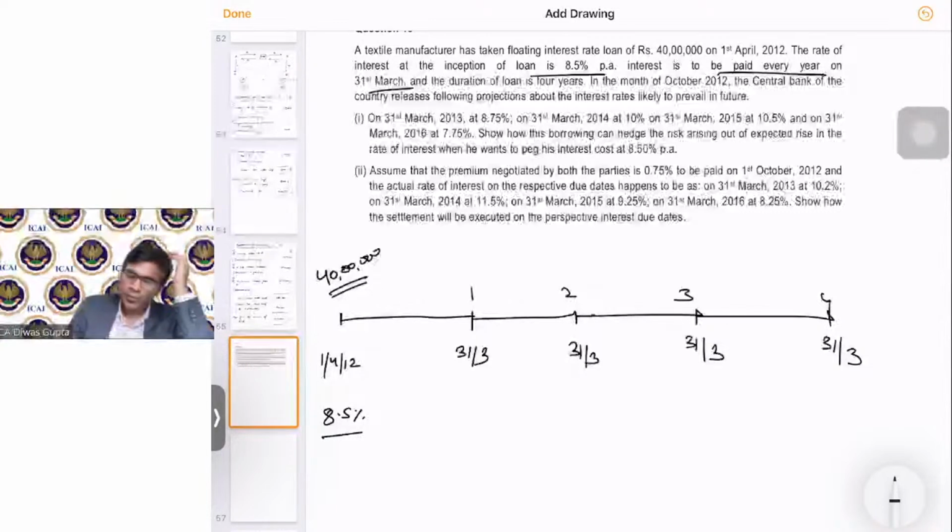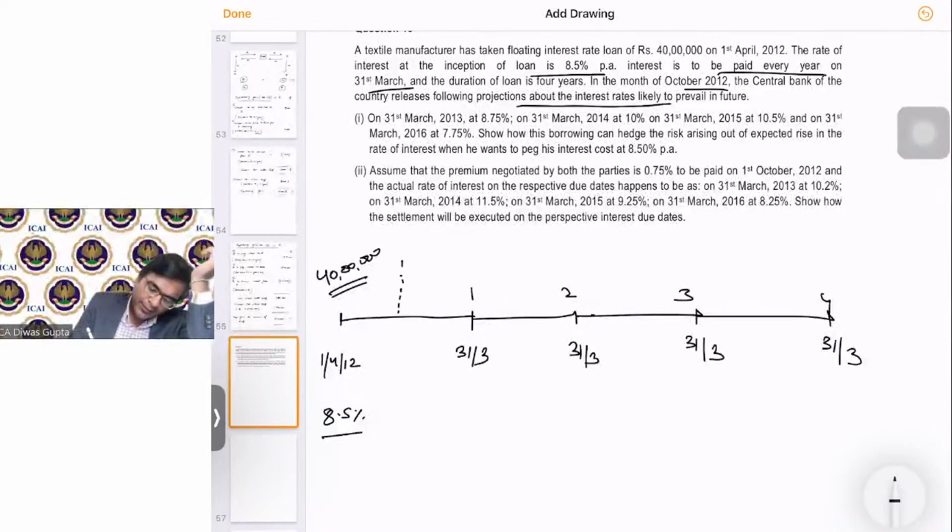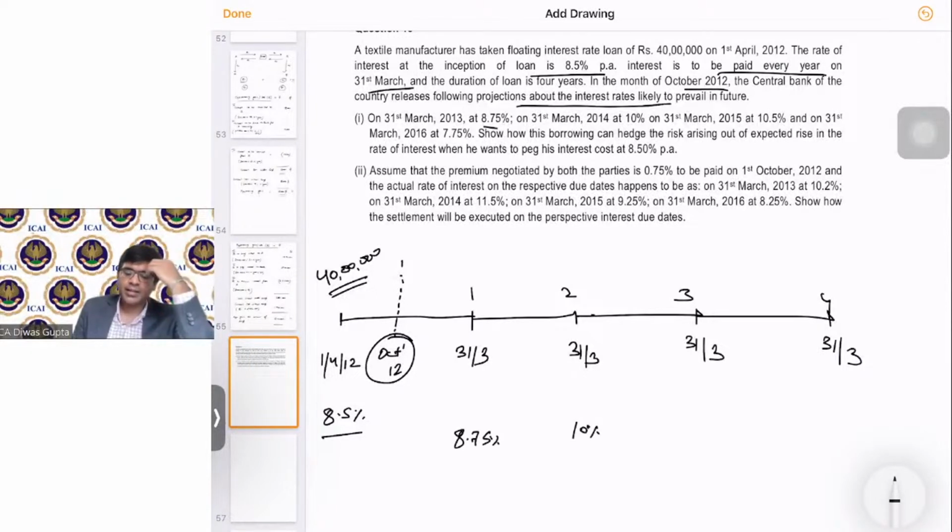In the month of October 2012, the Central Bank of the country releases the following projections about the interest rates likely to prevail in future. So somewhere here, October 12, they release what would be the likely interest rates that are going to come in future, which is, let's say, 8.75. Then they said that 31st March would be 10%, then 10.5%, then 7.75%.